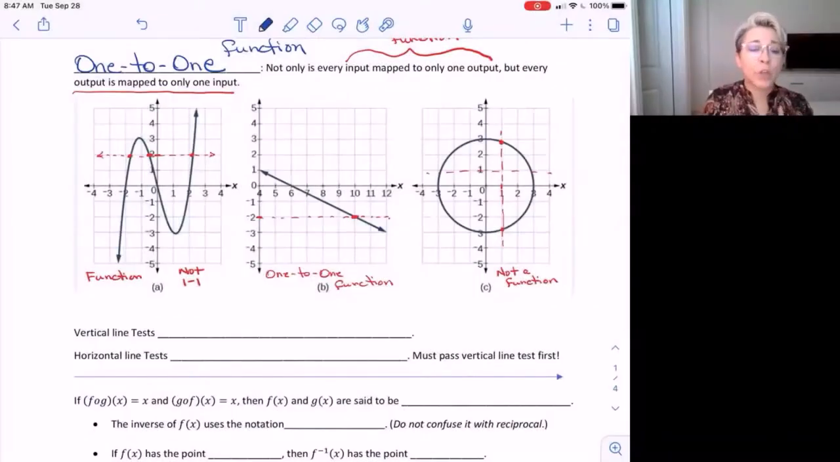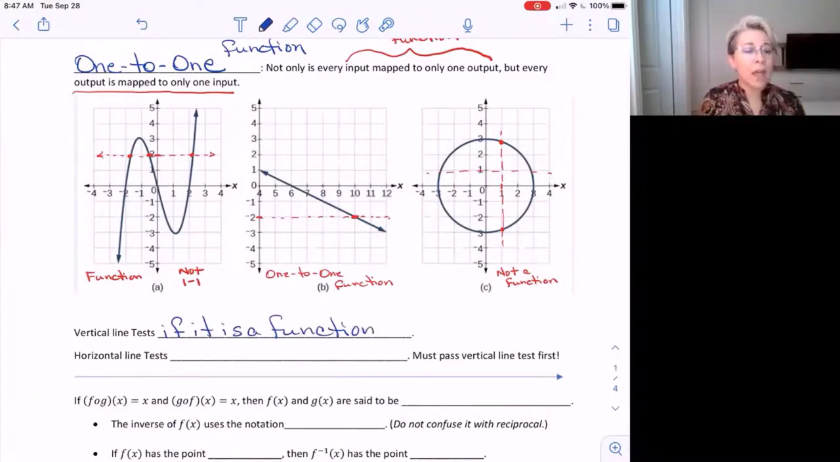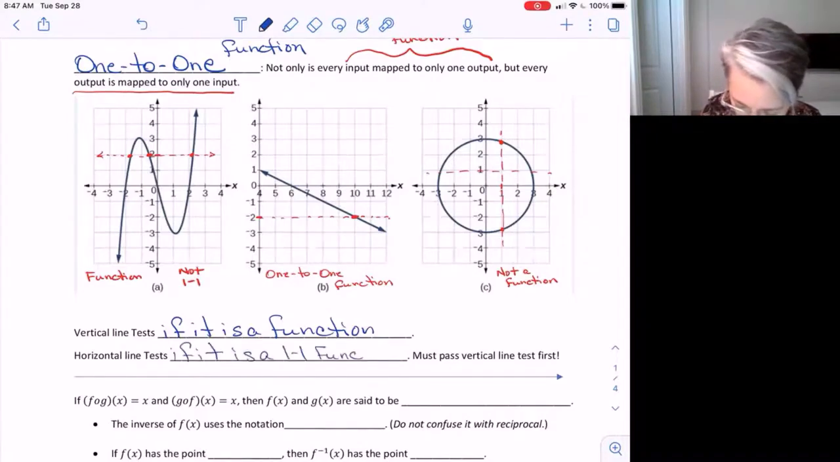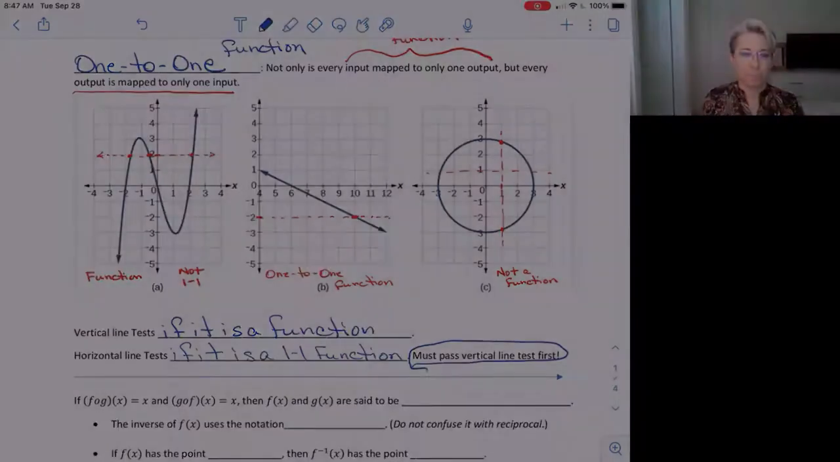So again, the vertical line test checks if it is a function. Got to do that guy first. The horizontal line test checks if it is a one-to-one function. But again, it must pass the vertical line test first. It has to be a function first.